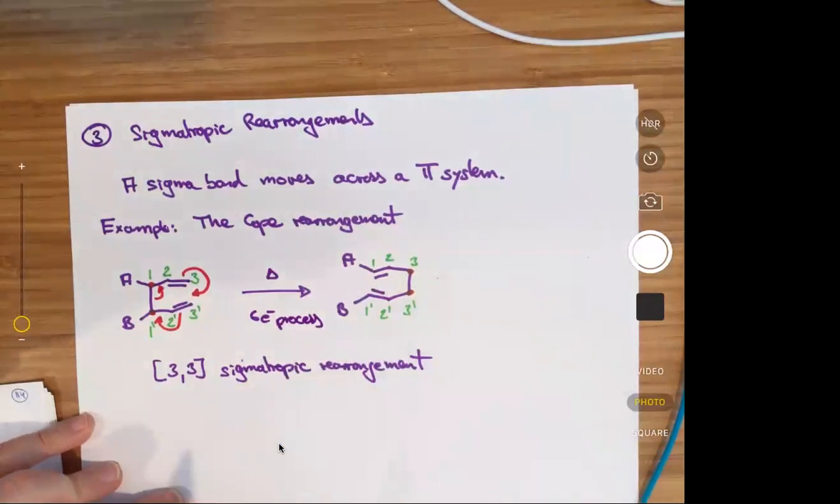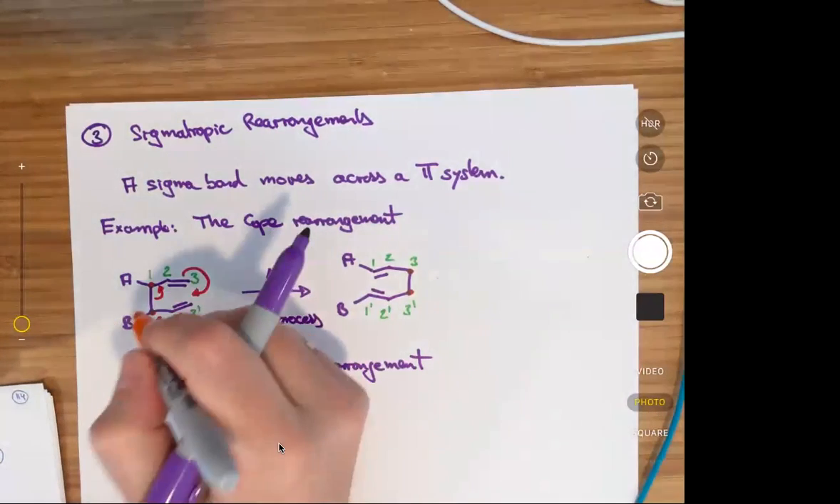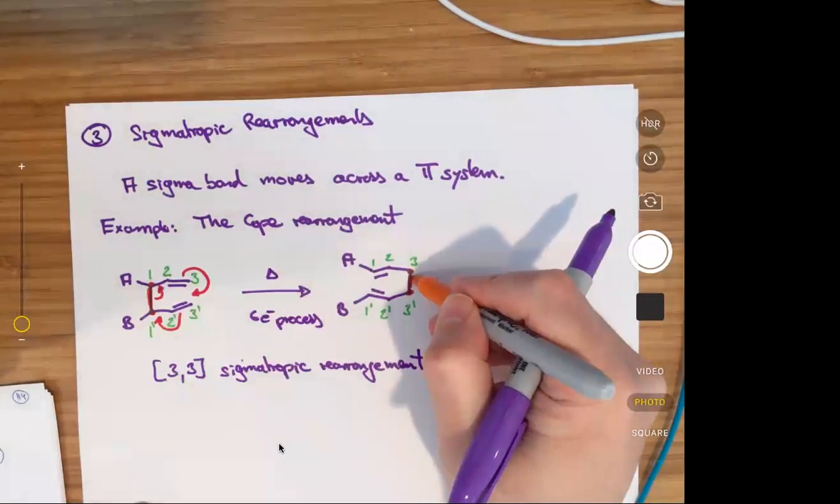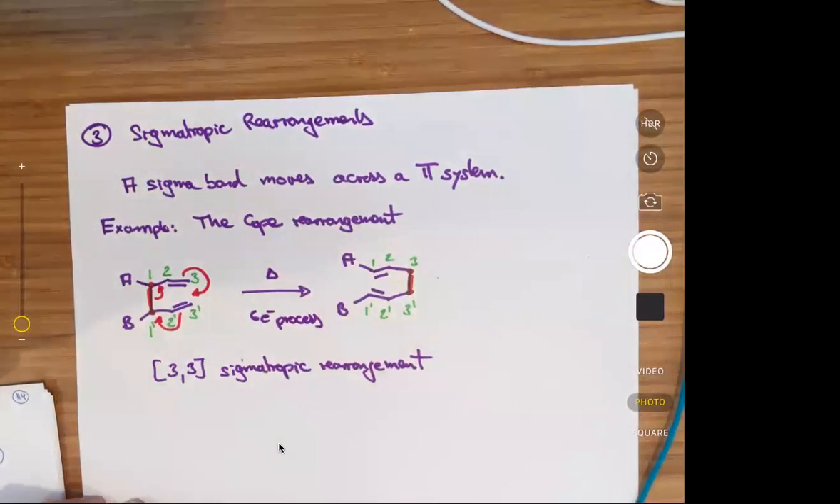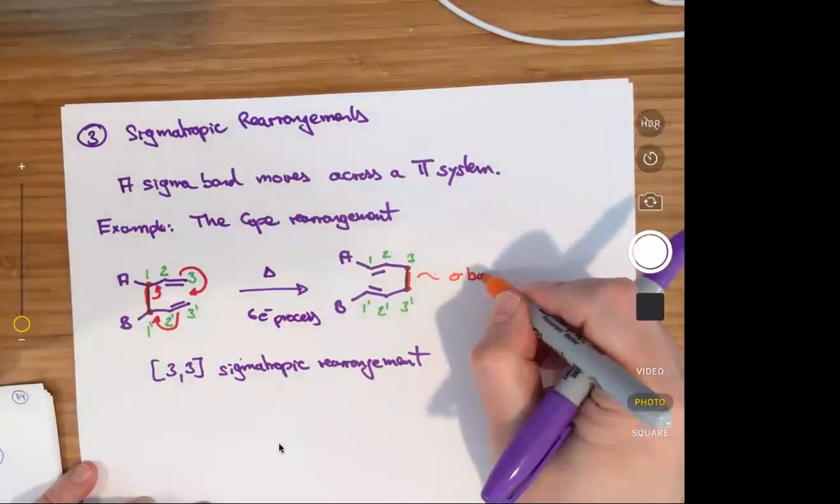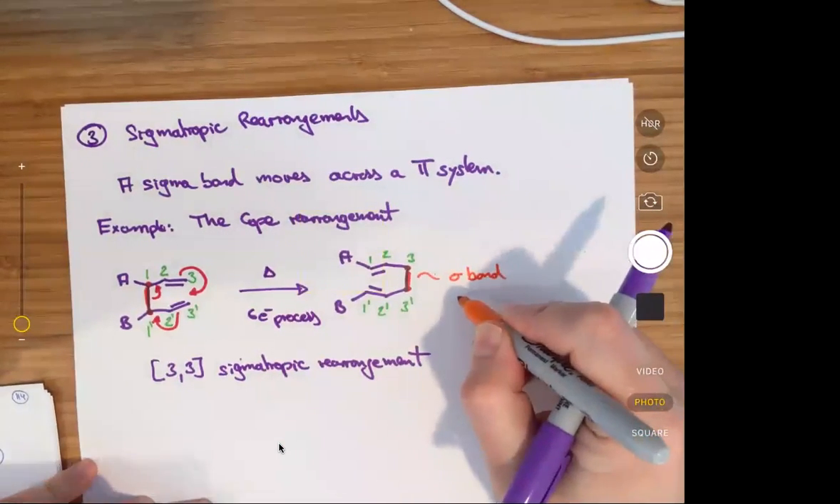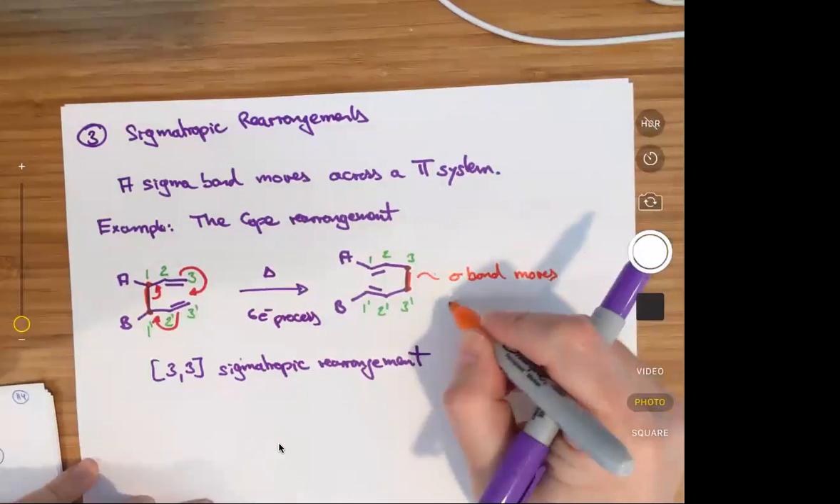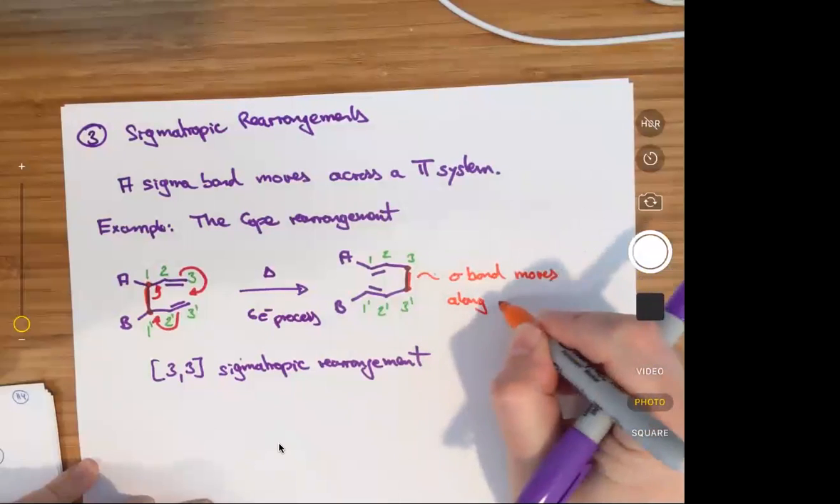And the bond that we're moving across the pi system, I can maybe highlight this a little bit here. This is this orange bond here that ends up on this side here. So this is the sigma bond that moves along the pi system.